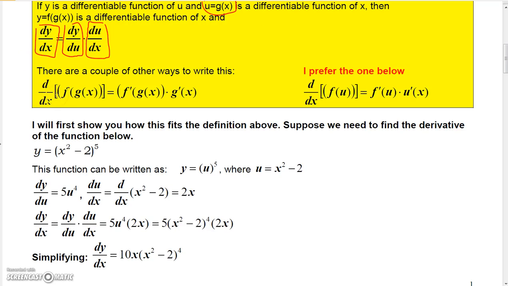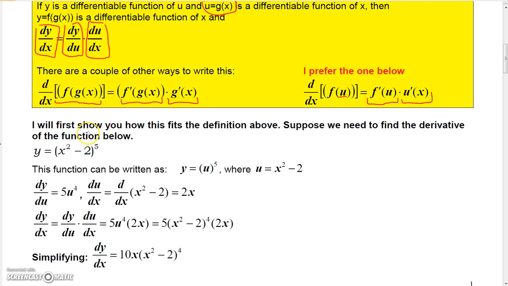Now there's a couple of ways to write this. One is to think of the function as just a composition function with f composed of g. So if you think of it that way, then the derivative of f composed with g would be the derivative of f evaluated at g times the derivative of g with respect to x. Now, I actually like this one. This is the same thing, but instead of g of x, we're using u to replace g of x. So the derivative of f of u is the derivative of f with respect to u times the derivative of u with respect to x.